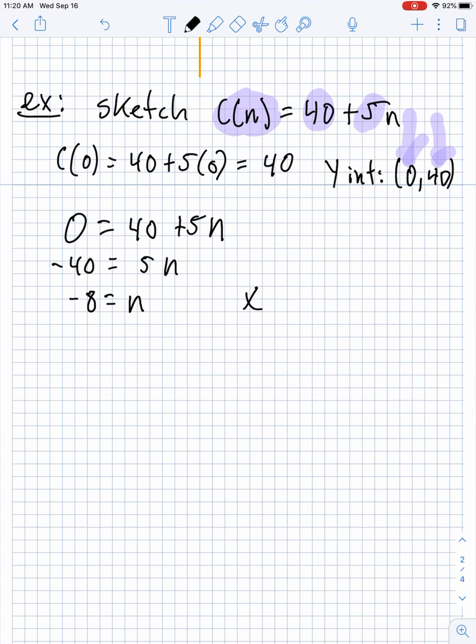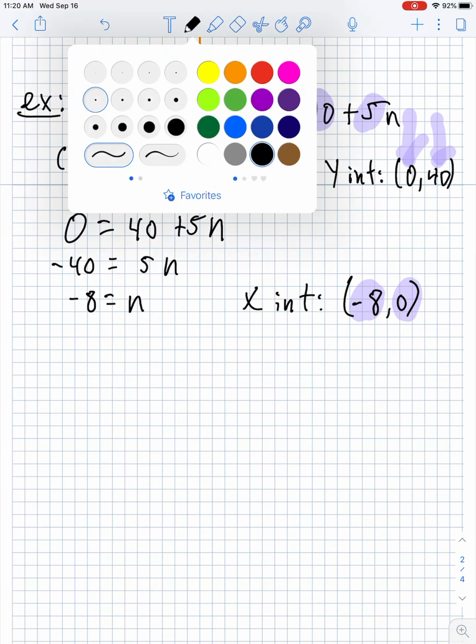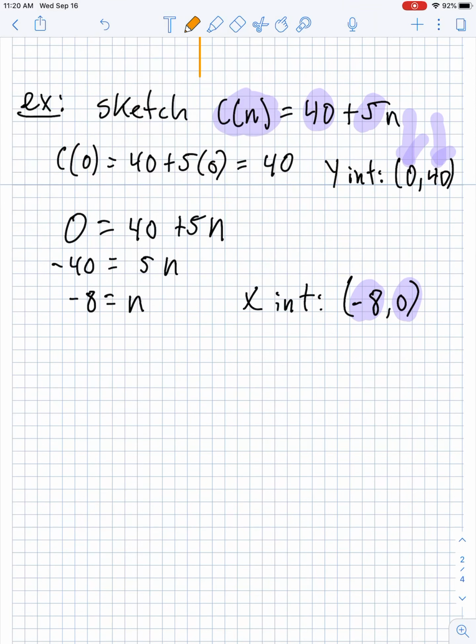So this means that the x-intercept is negative 8, comma 0. This means if you put a negative 8 into the function, you get out a 0. Now that I have those 2 points, I think this is sufficient to make just a beautiful graph.